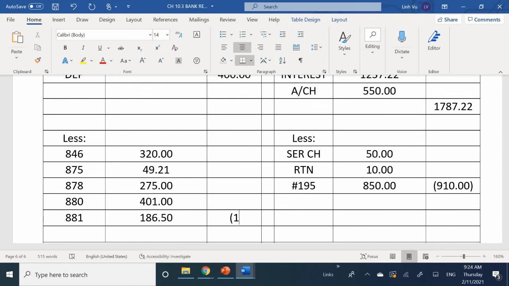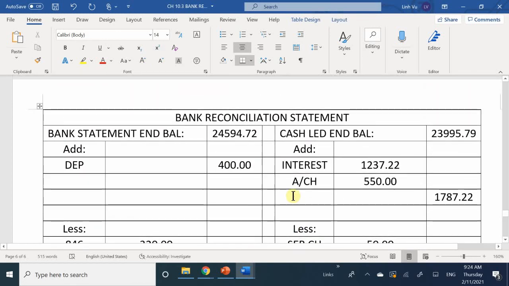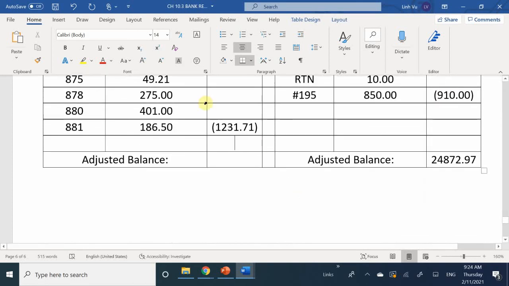1,231.71. Okay. Then let's go ahead and calculate my new ending balance. So what's my new ending balance? 23,363.01.